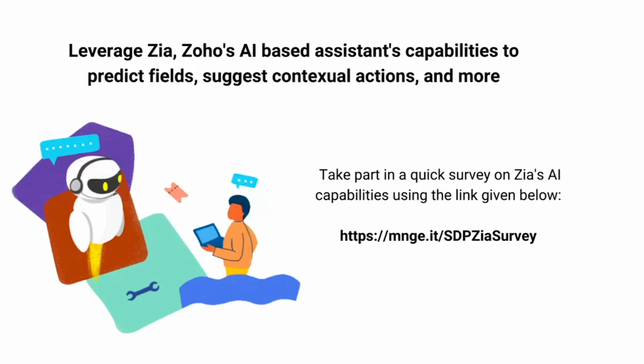I'm sure that all of you are familiar with Zia, which is Zoho's very own AI-based assistant. We have spoken about Zia in our second episode, which is about configuring automations. We spoke about Zia's AI capabilities, how you can use Zia's features to predict the ticket parameters, how Zia can suggest actions for various scenarios, and a lot more. We hope that you are using the extended capabilities of Zia to increase and improve the efficiency of your service desk.